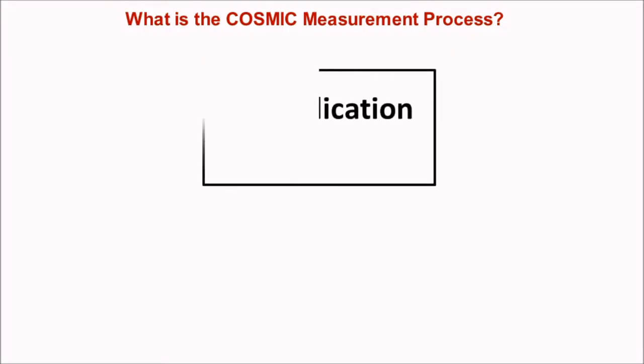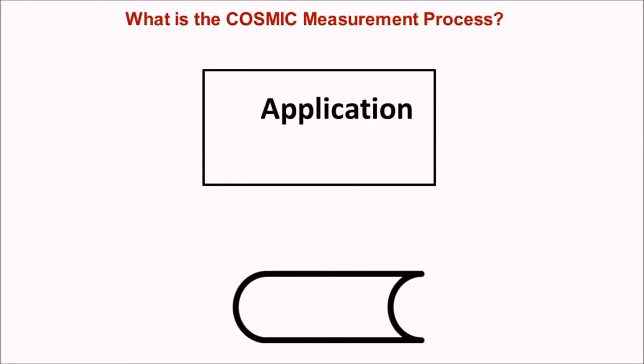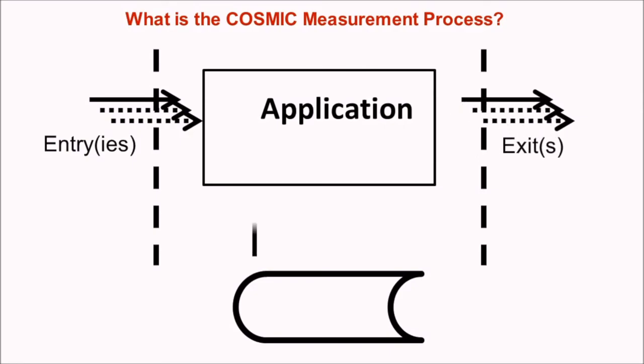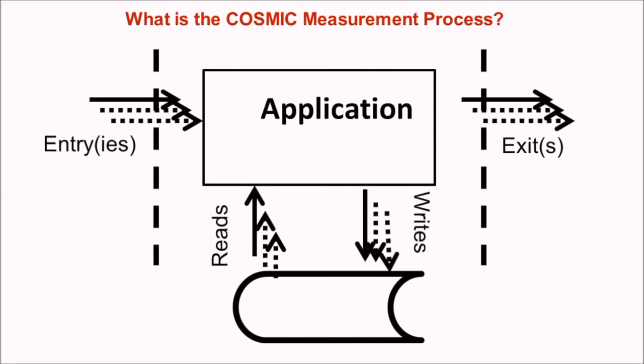There will be an application with its own persistent storage, and this application will have its boundary. And in this application, we identify the various functional processes. And those functional processes in themselves could have a certain number of entries. And there could be a certain number of exits to the functional process. And in between this, there could be a certain number of reads and or a certain number of writes to the persistent data store. So that is how, for an application, we identify the set of functional processes within it.